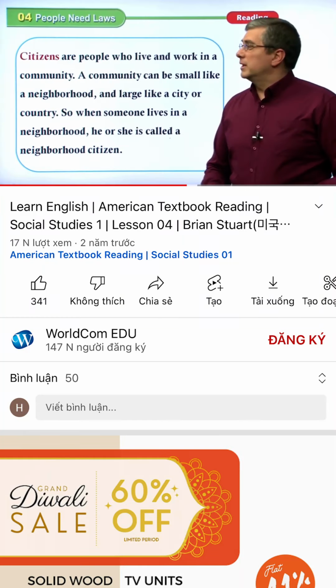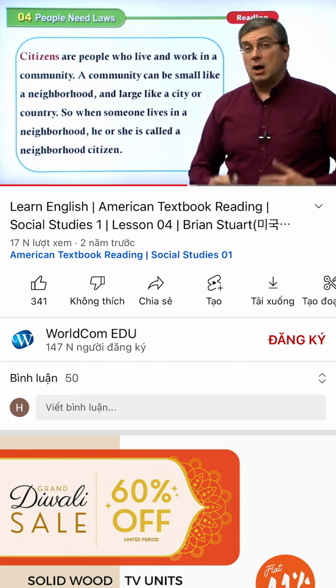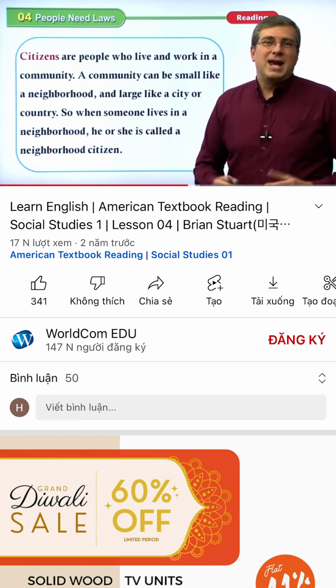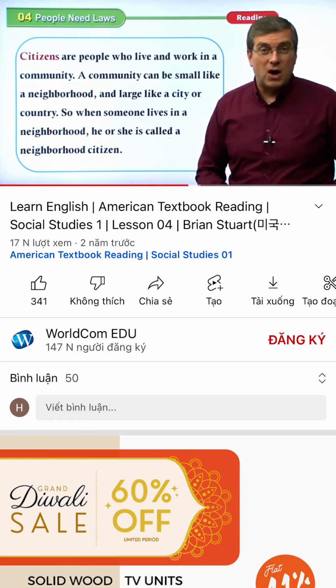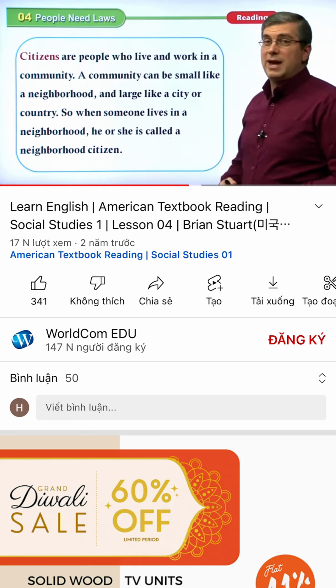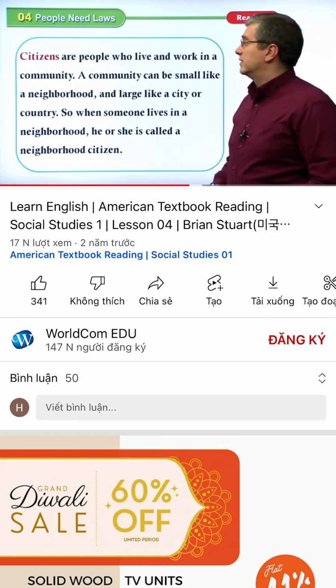Of course, we're continuing in Unit 4. We're talking about people need laws. Our reading section is going to be talking about why people need laws and what are the results if people follow the laws. We learned a lot of good vocabulary. Let's review that vocabulary in the reading section and talk about what the reading section is about.